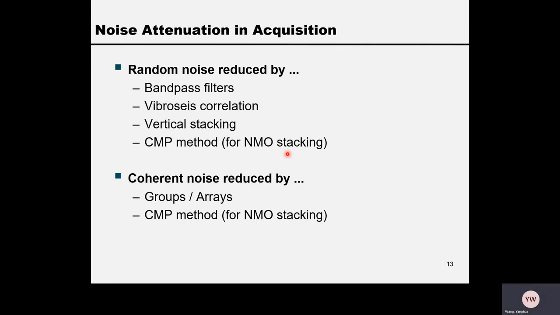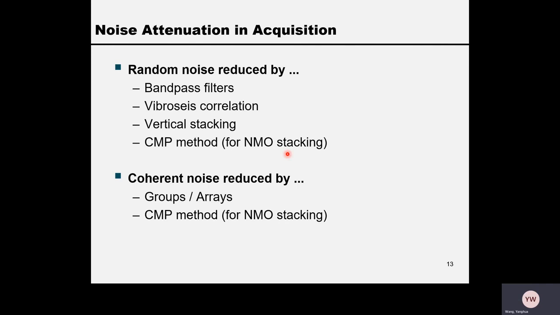The CMP in the field here really means you should make effort to maximize the fold of CMP. The fold means the number of traces allocated to the same CMP, the same common midpoint. So it is the number of traces per CMP point. We try to generate the redundant information for further processing.